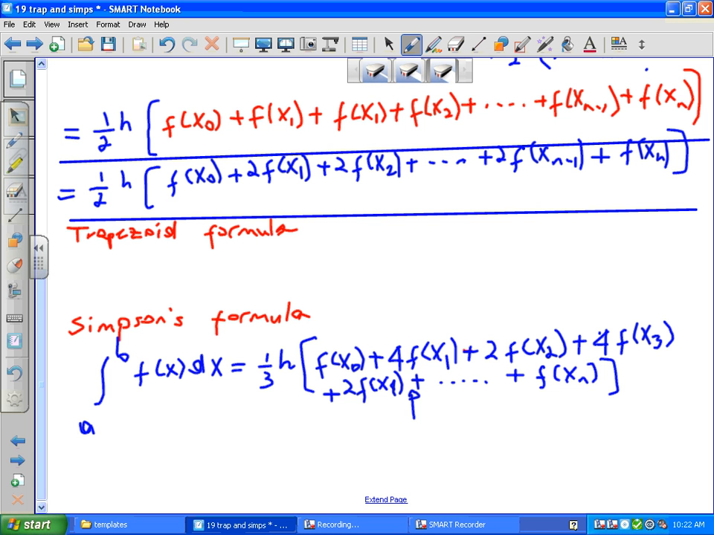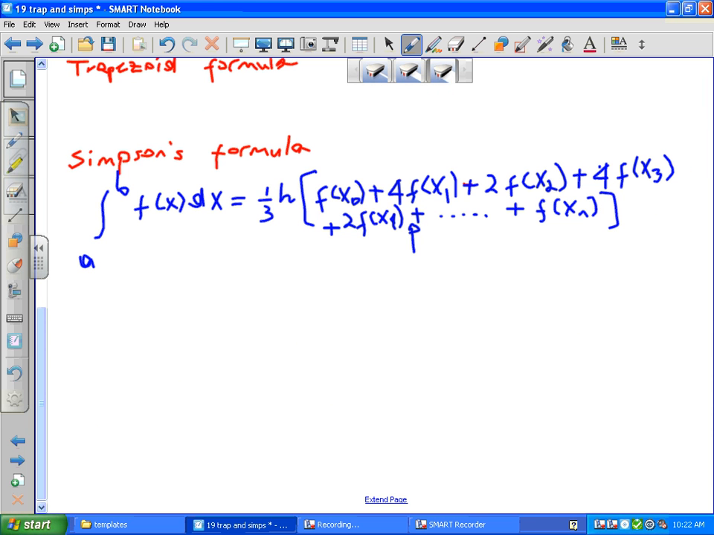So this should be in your handout, this formula. And I'm just going to simplify it for you a little bit. The coefficients are like this. If you were to look at the coefficients within the brackets, it's going to be 1, comma, 4, comma, 2. Basically, it alternates between 4s and 2s. And it ends with a 4, 1. So it starts with a 1, 4, and it ends with a 4, 1.